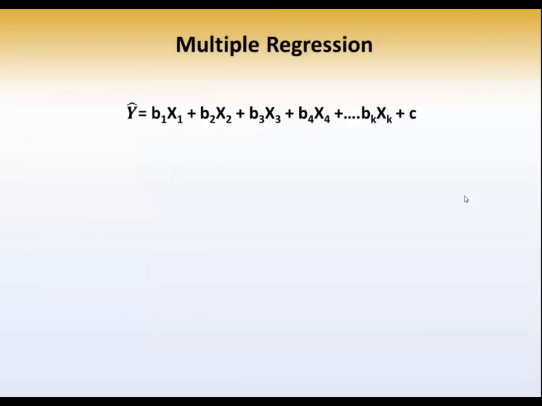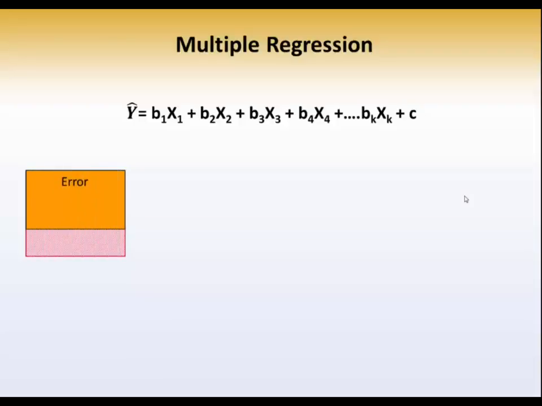Here's the regression equation. Y hat is equal to B1 times X1 plus B2 times X2 out to as many predictor variables as you have, plus a constant again. The B values here are just like the B value in a simple correlation. It's a coefficient that you multiply times the value you have on each of the variables.